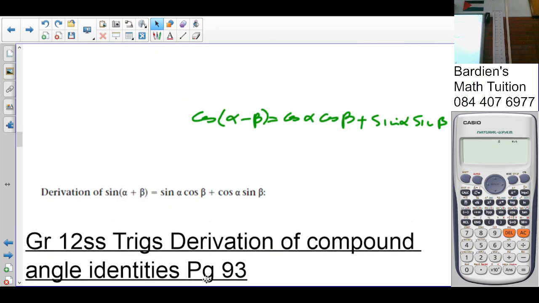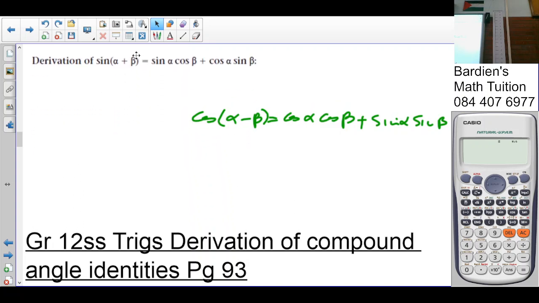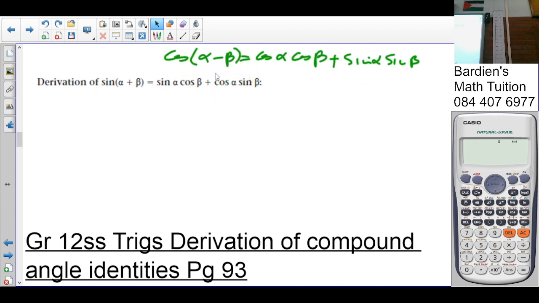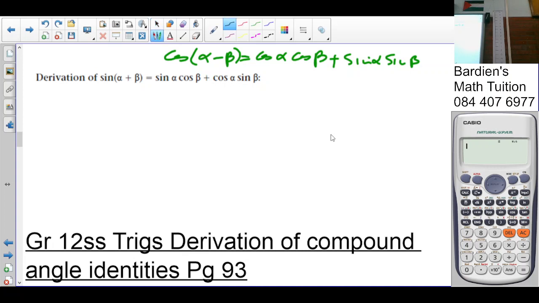So now we are told to derive the sine of alpha plus beta using the original identity, which is cos of alpha minus beta, which is equal to cos of alpha, cos of beta plus sine alpha, sine beta. So again, we need to convert or change sine of alpha plus beta to look like cos of alpha minus beta. Why would I want it to look like this? So that I can apply that rule there. Okay, that's the reason why.